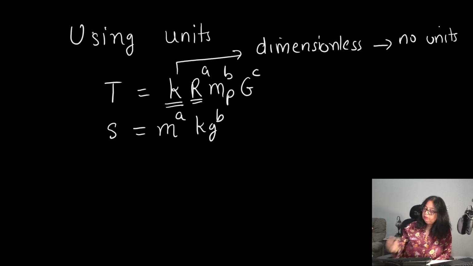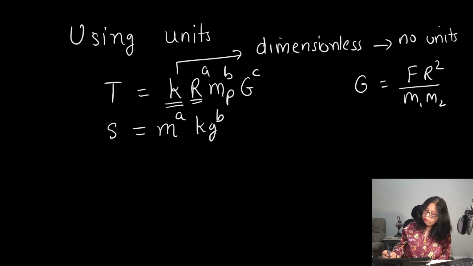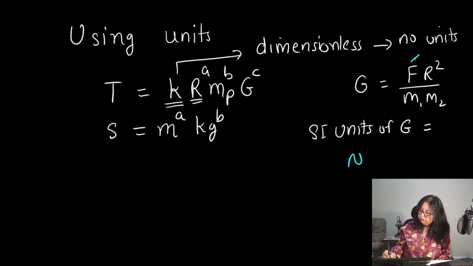Now G. We said G was equal to force times R squared over M1 M2. Now, the units of G, let's be specific and say SI units of G are, what is the SI unit for force? Newtons. SI unit for R, meters. Well, R is squared, therefore meter is squared. SI unit for mass, kilograms.